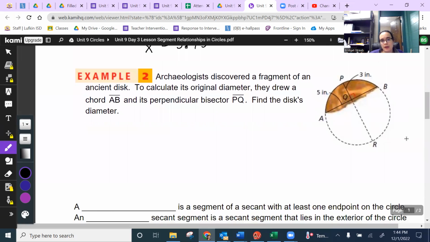Our next one, an archaeologist discovered a fragment of an ancient disc. To calculate its original diameter, they drew a chord, AB, and its perpendicular bisector, segment PQ. Find the disc's diameter. So the diameter goes all the way across through the center, which is segment PR. That is what we are looking for. Its length.